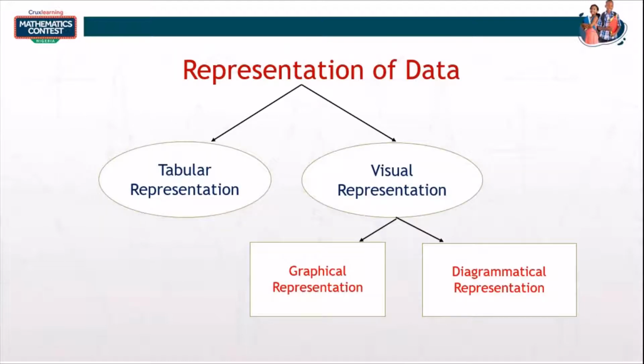Okay, we have the tabular tool, and then we have the visual tool. Okay, so you can represent your data using the tabular representation method or visual representation method. Okay, in the visual representation method, you can have it in a graphical way or in a diagrammatical way. Okay, these are two ways you can use visual. Okay, so let's proceed.